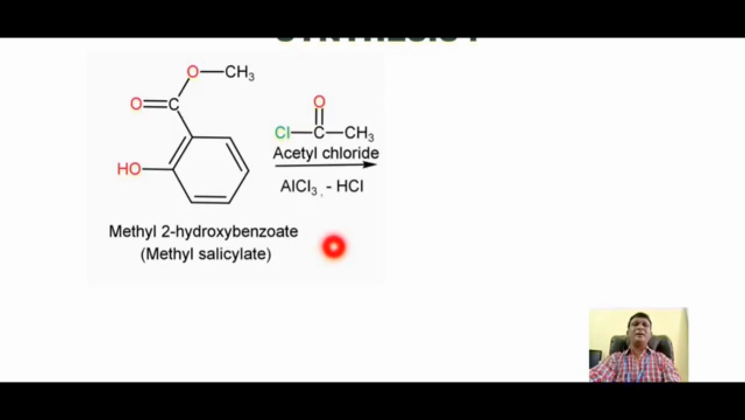It is a very familiar reaction and is known by the name Friedel-Crafts acylation reaction for preparation of aromatic ketones. So when the Friedel-Crafts reaction takes place, this acetyl group CH3CO will get attached at this position, that is position number 4.